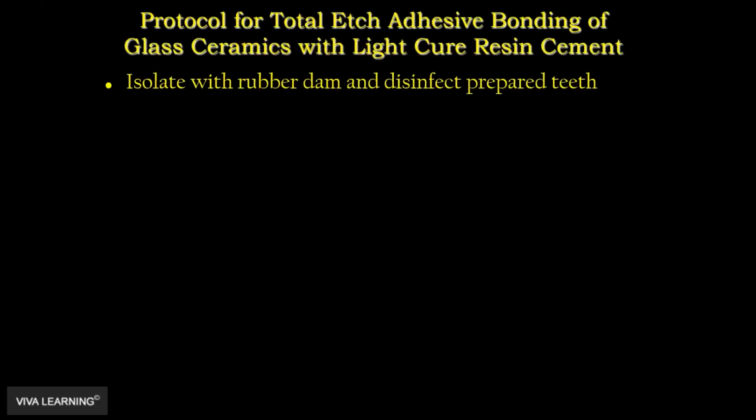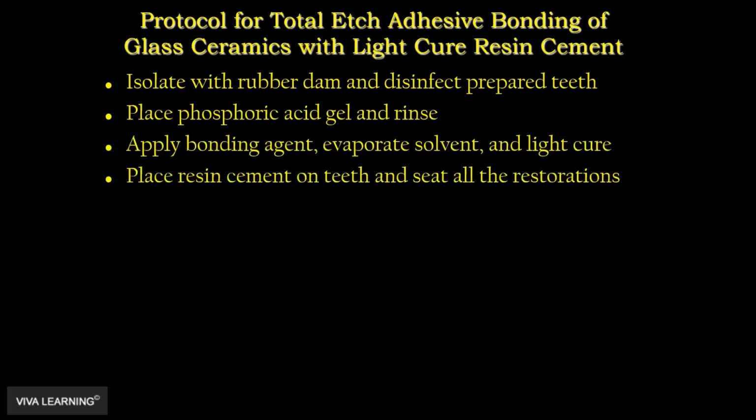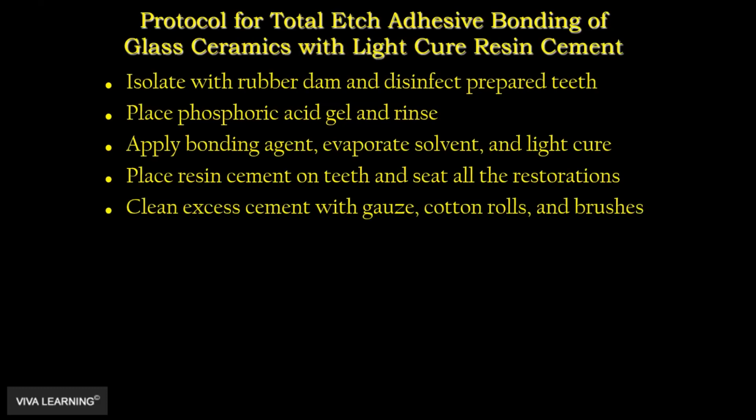I'm going to do this really quick because I'm going to show pictures of what we're talking about. So we isolate, we place phosphoric acid gel, we rinse it, we apply our solvent, we apply our agent, evaporate the solvent, light cure, place resin cement on the teeth, seat all restorations. We clean excess cement with gauze, cotton rolls, and brushes.